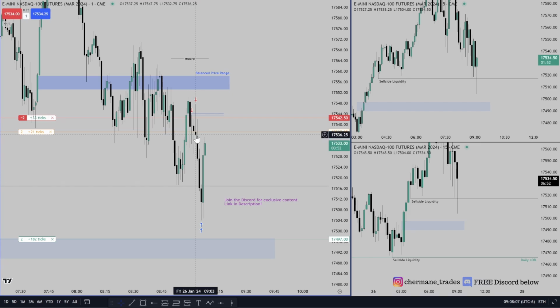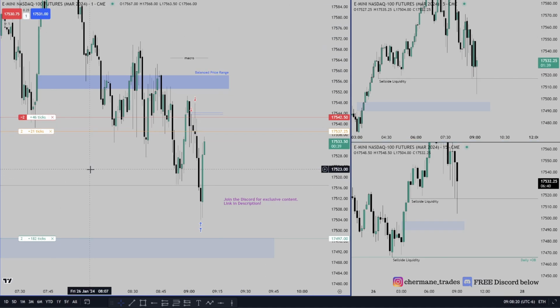Okay, there's your fair value gap, volume imbalance there. Not worried if I get stopped out. Got paid very nicely. And I'm actually going to, let me see. I'll just let it run.